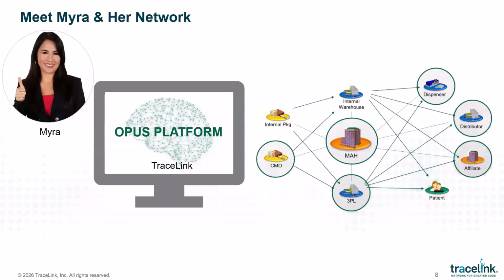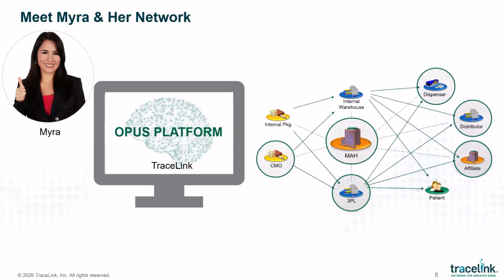Let's meet Myra. Myra is a supply chain planner at a pharmaceutical company that relies heavily on external partners to get products to patients. On the upstream side, she works with multiple contract manufacturing organizations who produce and package finished goods on her company's behalf. On the downstream side, she depends on third-party logistics providers, wholesalers, and hospitals or pharmacies to move and store product and ultimately make sure it's available where patients need it.